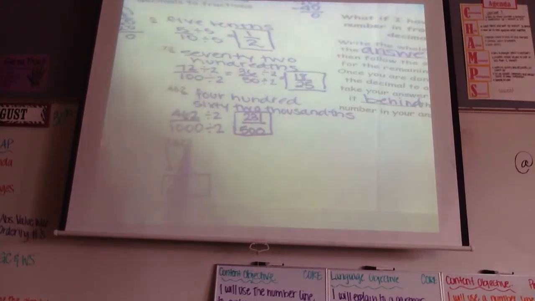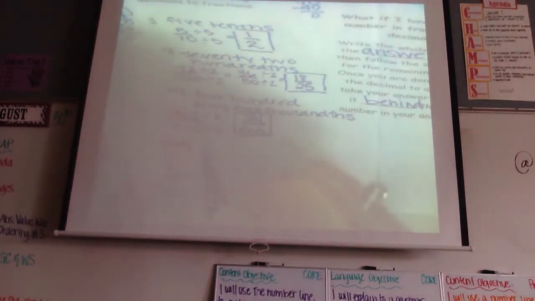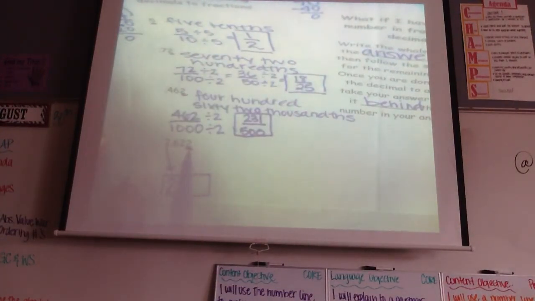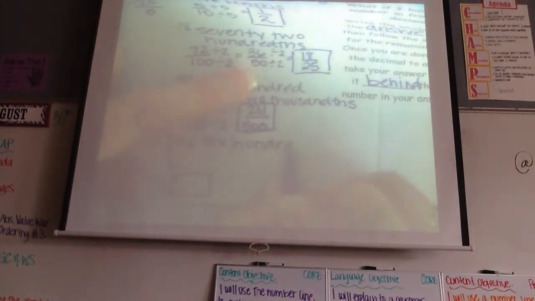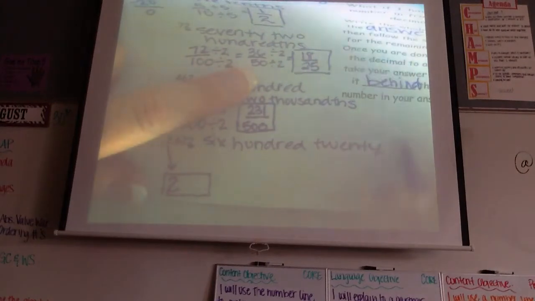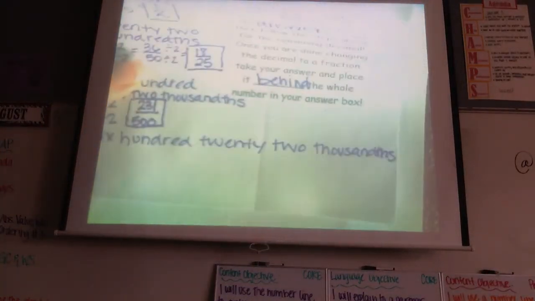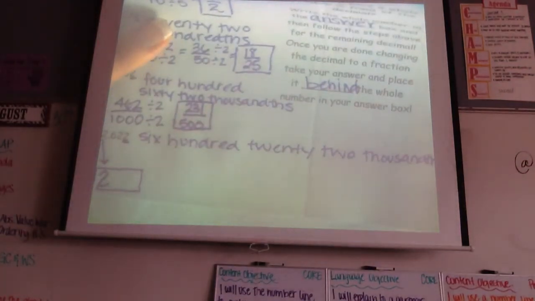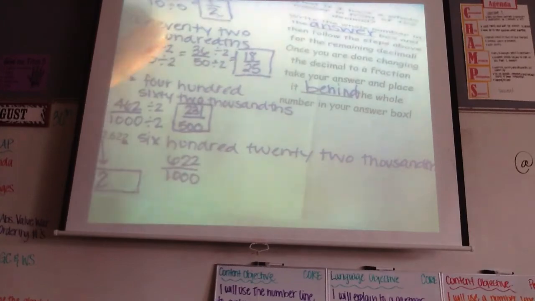Well, let's look at our last digit. What place is this in? The thousandths place. So let's write it like we say it, like we did up here. This would be 622 thousandths. Okay? Well, let's write that like we said it. That would be 622 over 1,000.